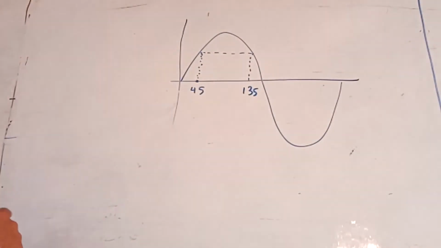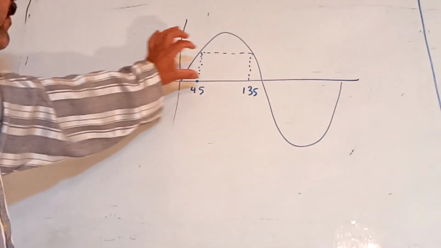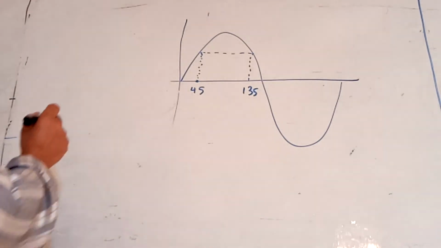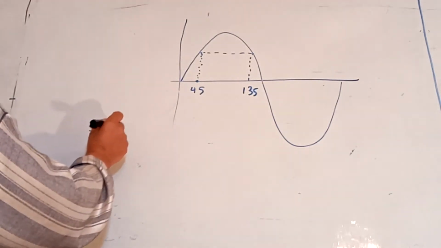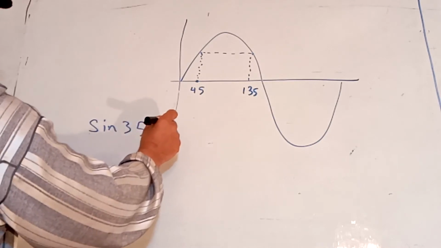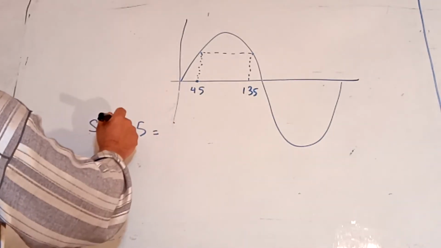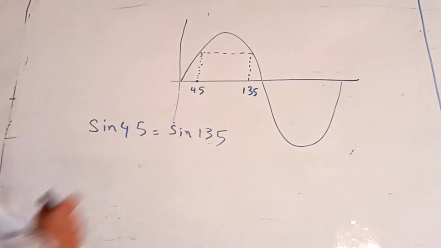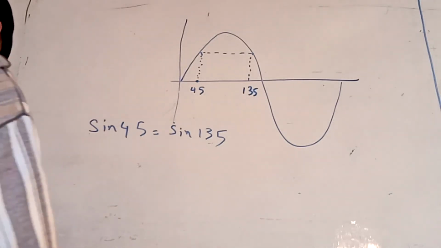Since they are similar, the sine of 45 and sine 135 shall be equal. So if you look here, sine 45 shall be equal to sine 135. If you check them with the calculator, they shall be equal.